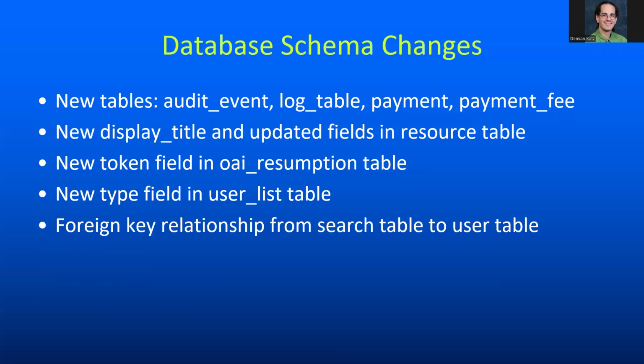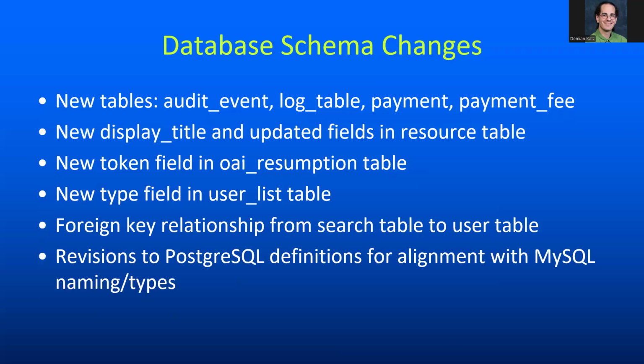We've added a foreign key relationship from the search table to the user table to improve performance and data integrity. We've revised the Postgres database definitions to better align with the MySQL ones. We noticed some inconsistencies in the way things were named in some of the types. They're now a lot more equivalent to ensure that both things behave the same. And there's been a bit of tweaking to indexes in a few places to improve performance.